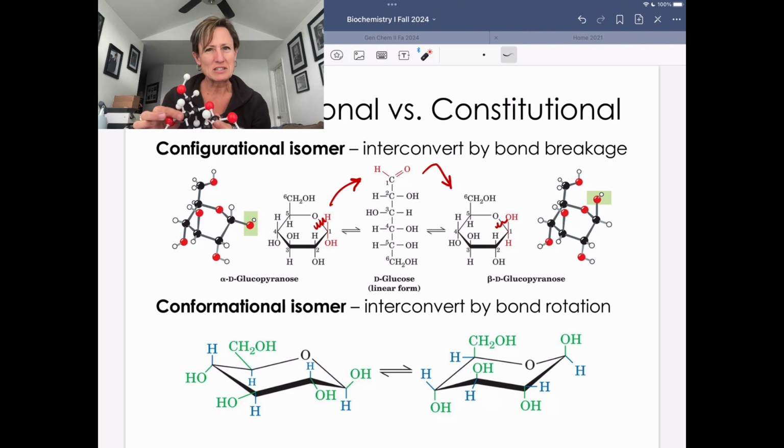I don't think it's coincidental that beta-D-glucose is nature's favorite. It is probably because it is the most stable sugar. It's the only sugar where you can have all of your substituents, your bulky substituents, be equatorial.